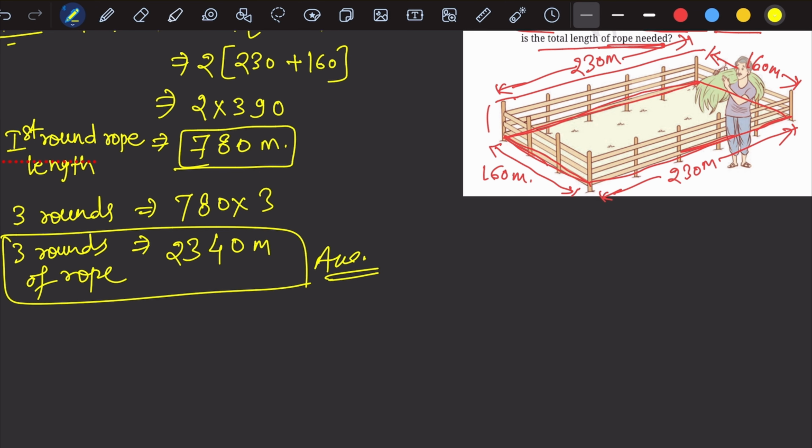This is how we can calculate the perimeter of any rectangular field, square field, or triangular field. And I have covered all the questions given in the first section of the 6th class new NCERT mathematics book.